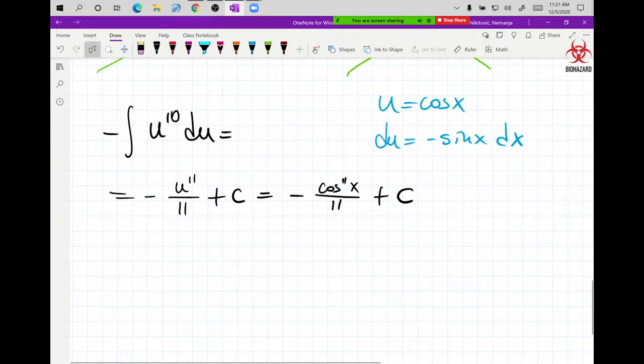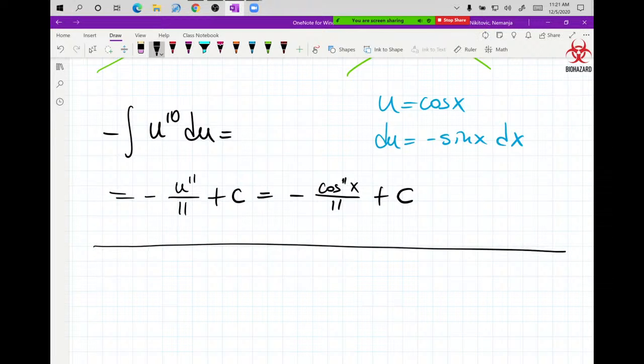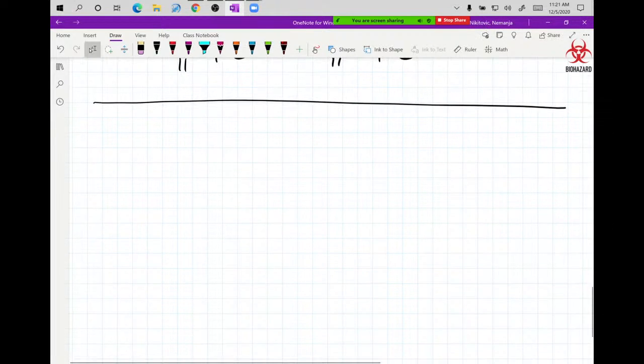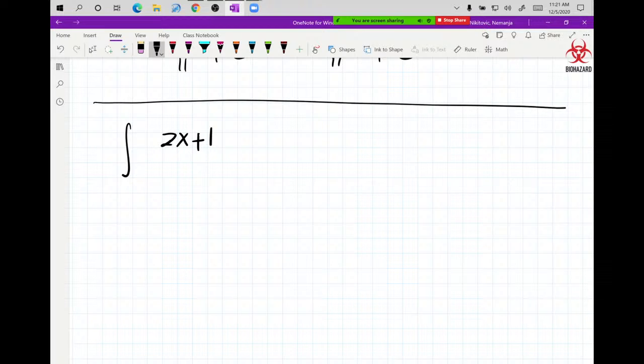All right, let's take a look at another one. Always function derivative pair. That's what we're looking for. Function derivative pair. So I have the integral of 2x plus 1 divided by the cube root of x squared plus x minus 7 dx. It looks terrible, right?